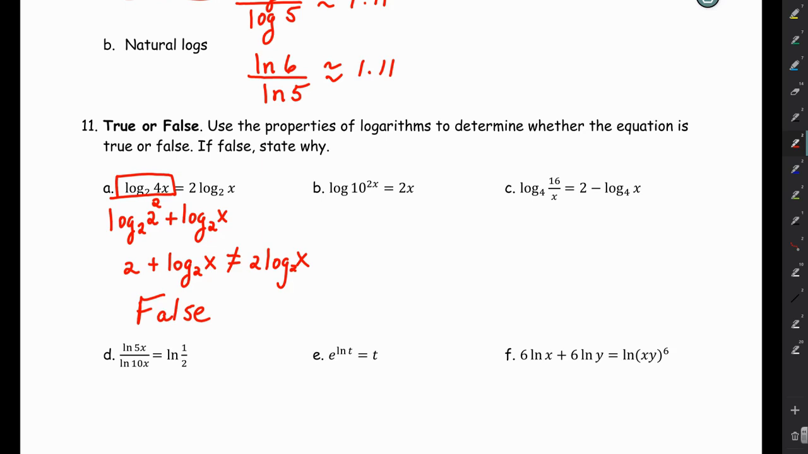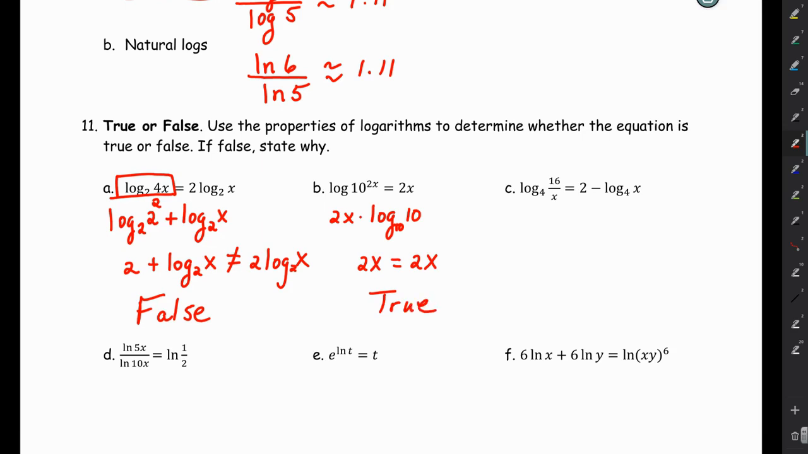All right, for letter B, the only thing I can see that I could do here is bring that 2x to the front. And then log base 10, right? We assume there's a 10 there because nothing's written. Log base 10 of 10 is 1. That just leaves me with 2x on the left. And that does equal the 2x on the right. And that's true.